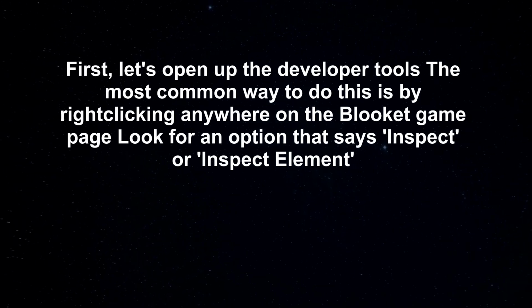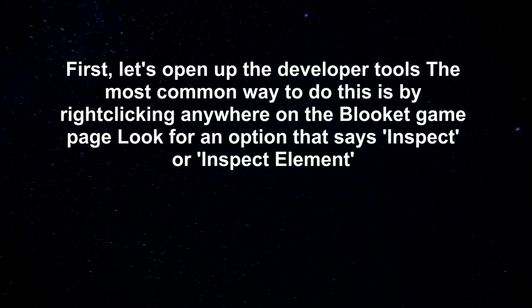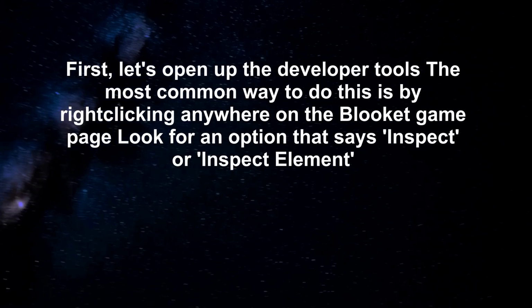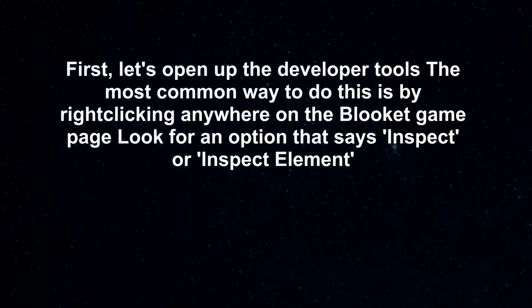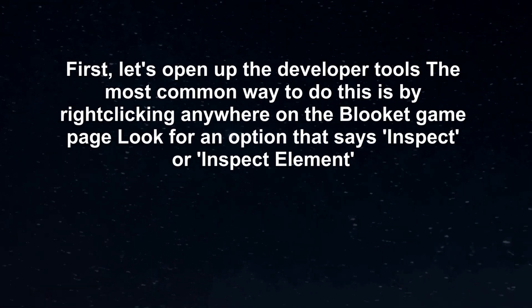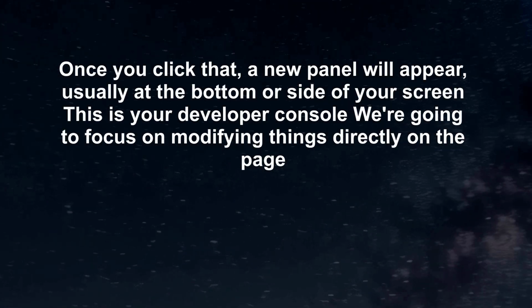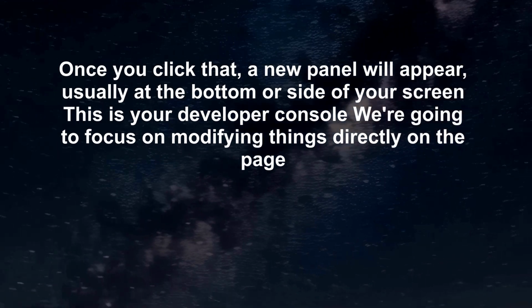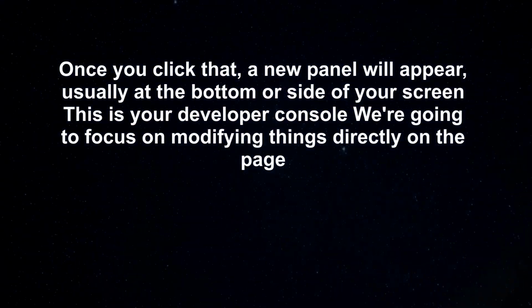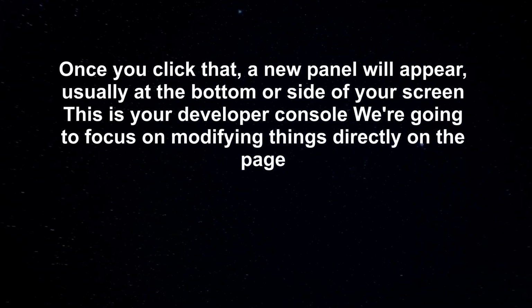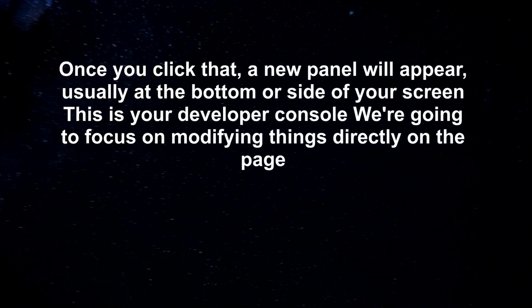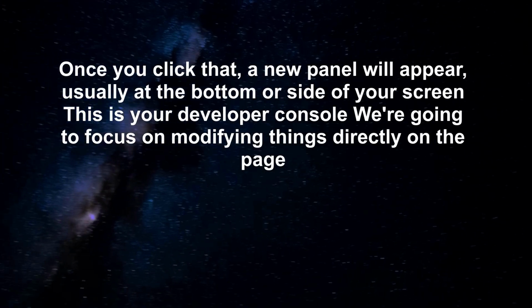First, let's open up the developer tools. The most common way to do this is by right-clicking anywhere on the Blooket game page. Look for an option that says Inspect or Inspect Element. Once you click that, a new panel will appear, usually at the bottom or side of your screen. This is your developer console. We're going to focus on modifying things directly on the page.